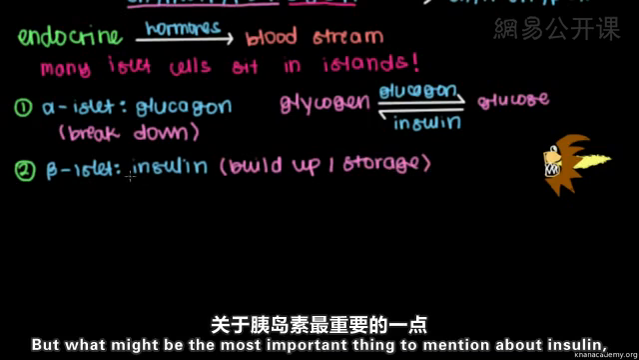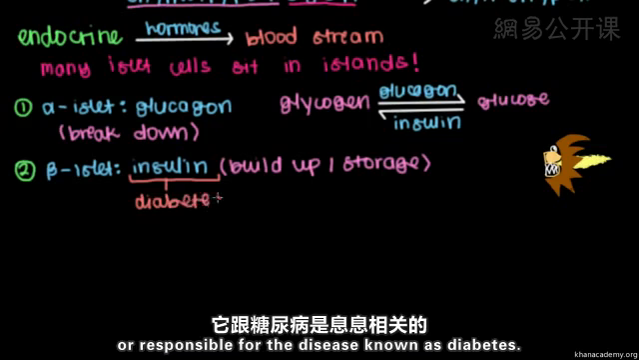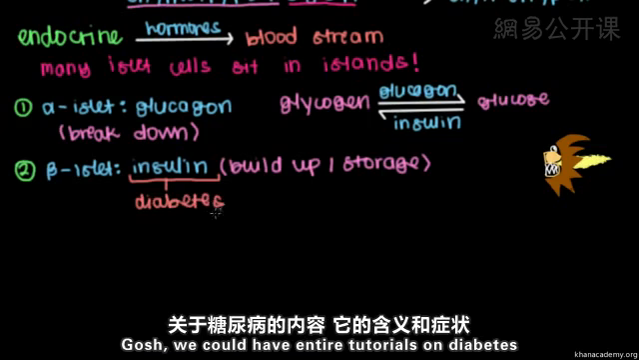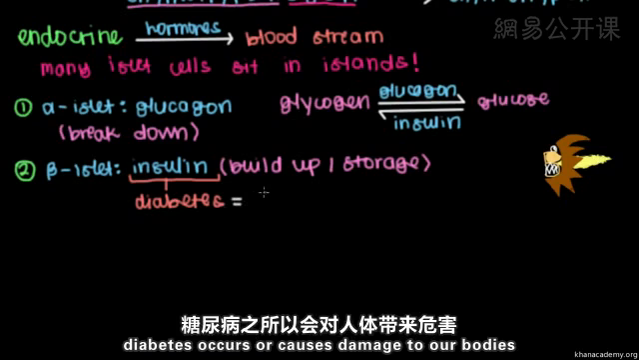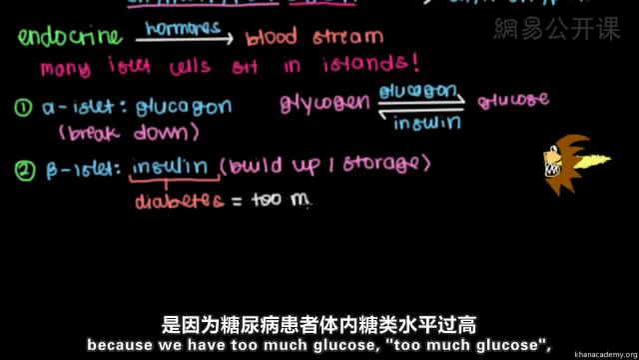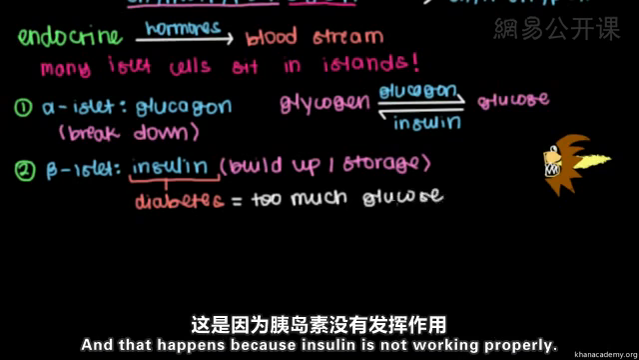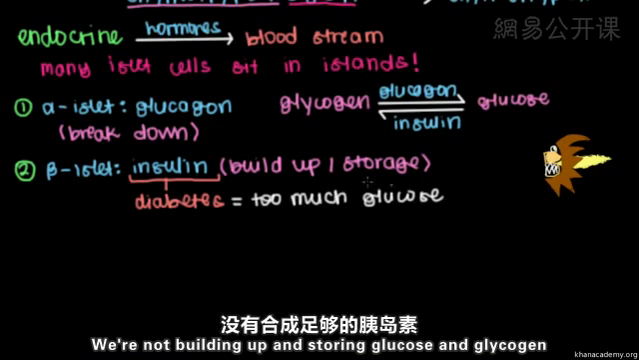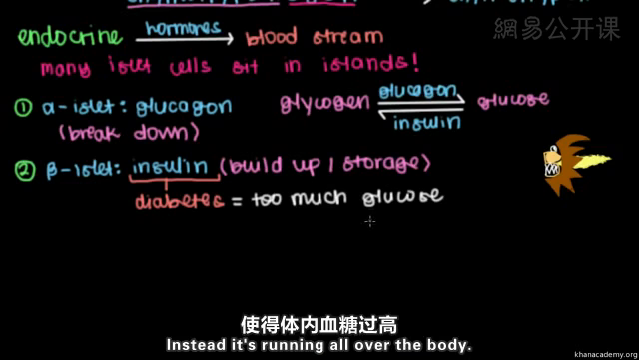But what might be the most important thing to mention about insulin is that it is the hormone responsible for the disease known as diabetes. And gosh, we can have entire tutorials on diabetes and what it does and what it means. But for right now, just know at its bare basics, diabetes causes damage to our bodies because we have too much glucose floating around in our body, too much sugar. And that happens because insulin is not working properly. We're not building up and storing glucose in glycogen like we're supposed to be doing. Instead, it's running all over the body.